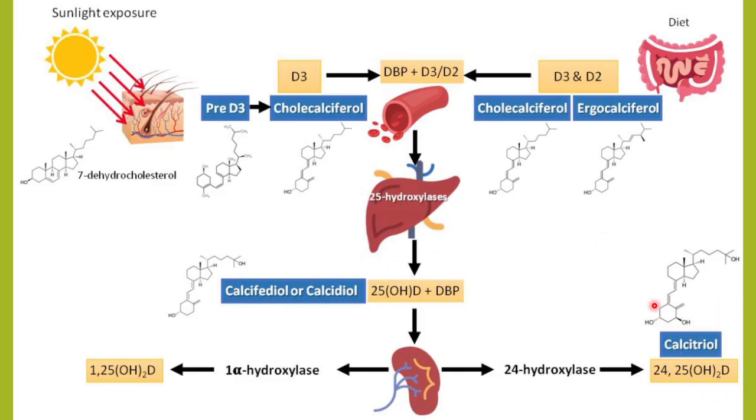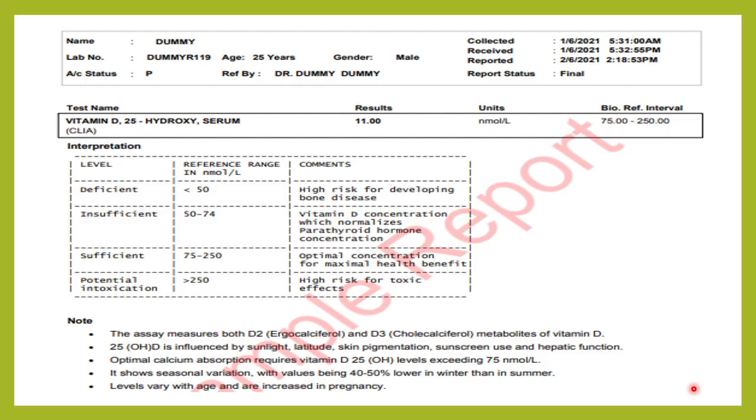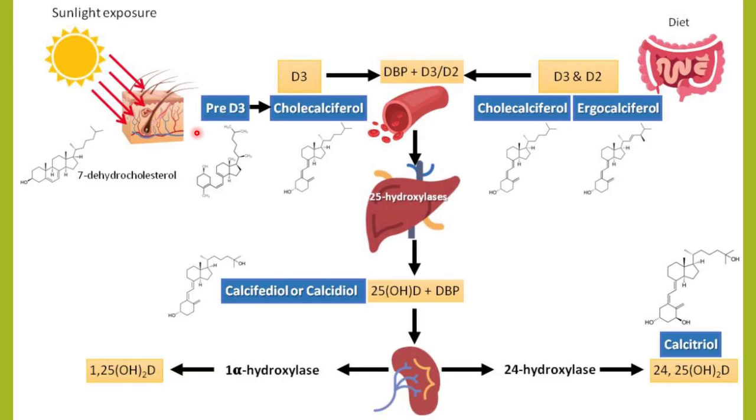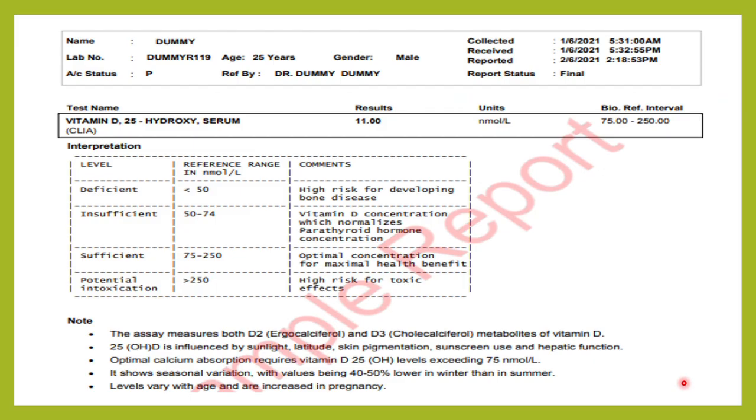This is the active form of vitamin D. But when we measure vitamin D, we measure the 25 hydroxy vitamin D. This form is stable, easy to measure, and the abundant form, so we measure this form. Only in certain kidney diseases, etc., do we order 1,25 dihydroxy vitamin D. So 25 hydroxy vitamin D is the one which we usually order when we get a blood test done.